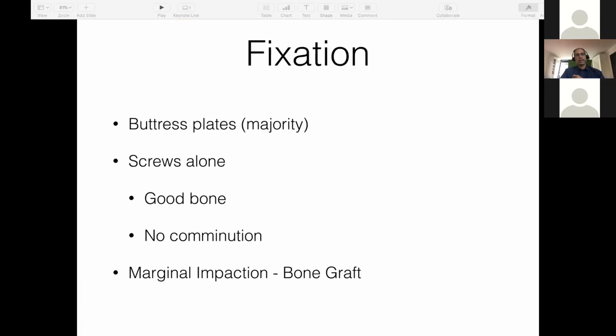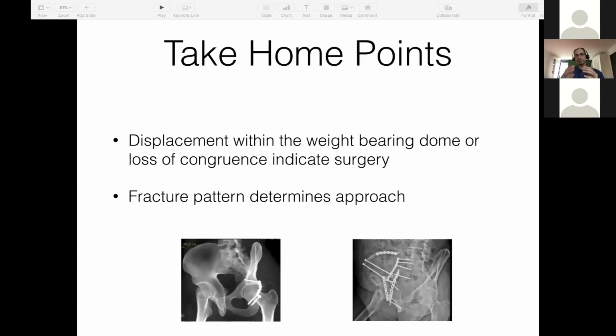All right. The only thing you really need to know about fixation at this point, and this is a common question in the operating room, is what is the function of most plates that we use in the acetabulum. They tend to be buttress plates. Screws alone can be used in patients with really good bone and minimal comminution. Often this is an approach that's being used with percutaneous techniques, and you need to have bone graft available in settings of marginal impaction.